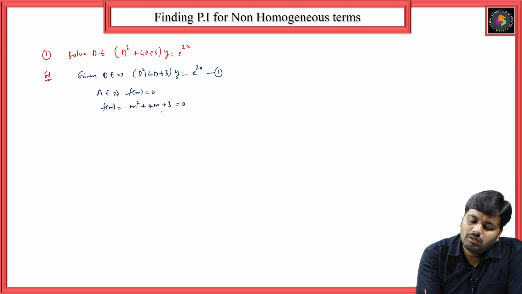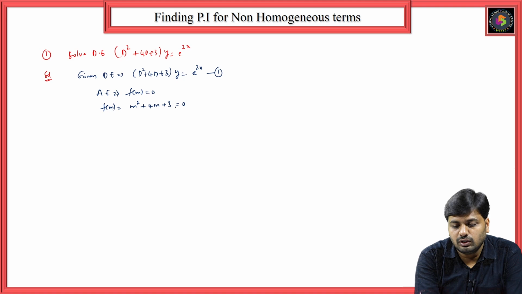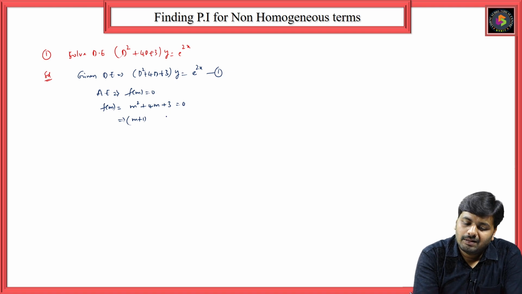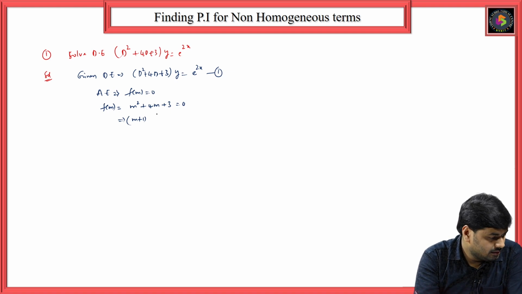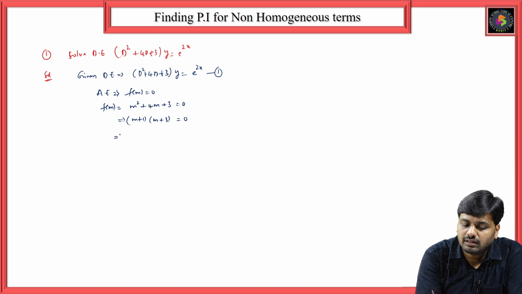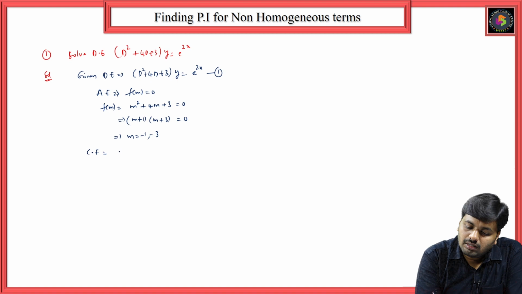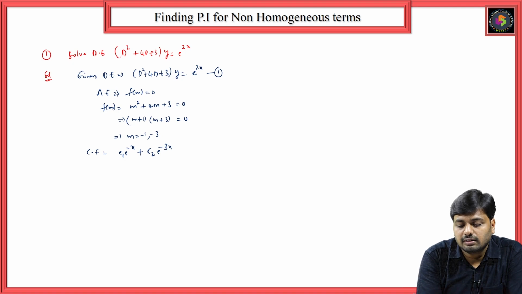By the factorization method, the product is 3 and the sum is 4, so we get (m plus 1) and (m plus 3) equal to 0, that is m equal to minus 1, minus 3. Therefore the complementary function is c1 e power minus x plus c2 e power minus 3x.